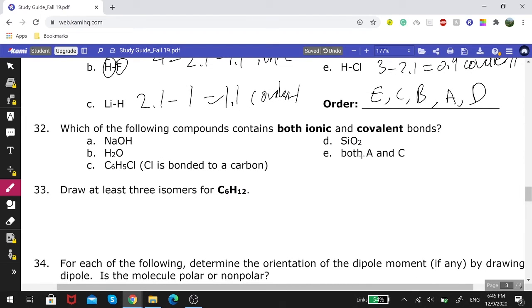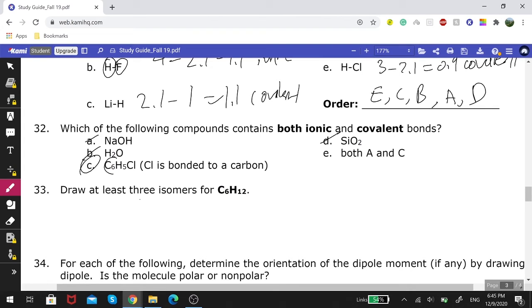Which of the following contain both ionic and covalent bonds? Okay, so ionic bond and covalent bond. NaOH is covalent. No, NaOH is ionic. H2O are both gases, so that's covalent. So we define one that has gases and nonmetal. Sorry, Si is a nonmetal, O2 is also nonmetal. So all of these are cancelled out. That leaves us only with C.